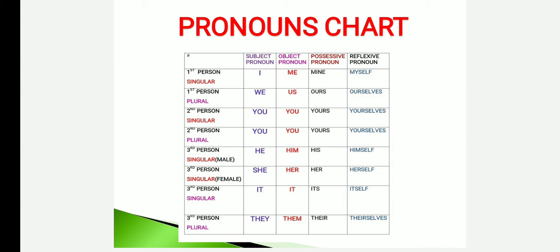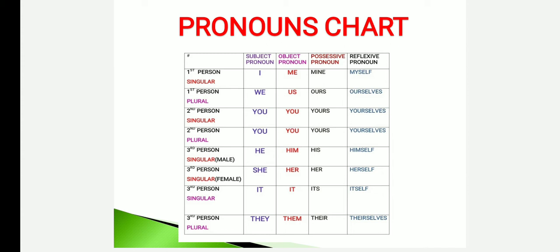Let us learn third person singular for masculine gender. Masculine is nothing but it represents the male gender. If we take the example of Ram, it refers to the name of a boy. So the pronoun for the male is he. The subject pronoun is he, object pronoun him, possessive pronoun his, reflexive pronoun himself.